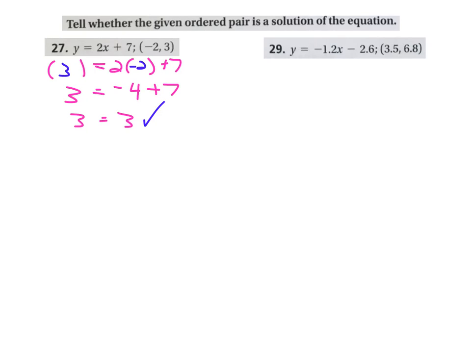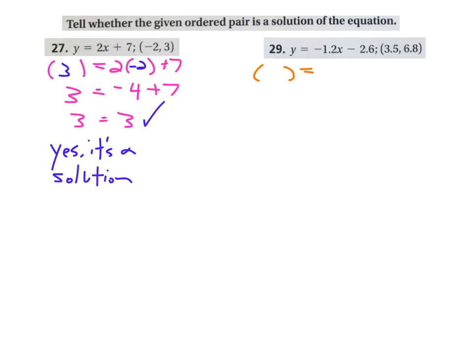And so we say, yes, it's a solution. And then let's try it again over here. Same thing.